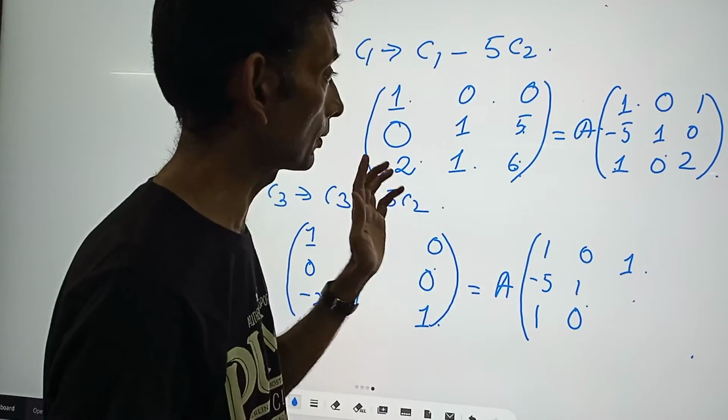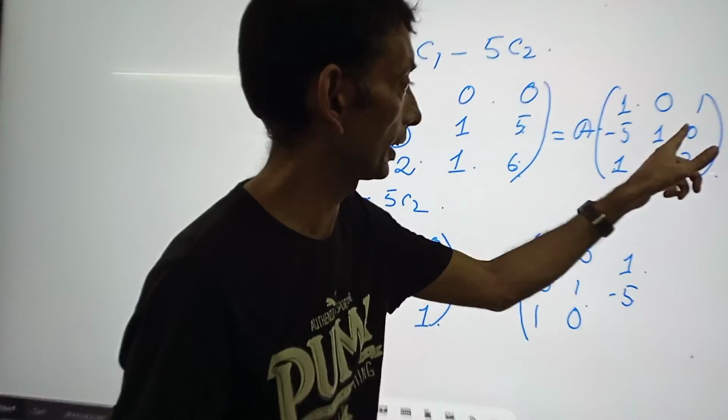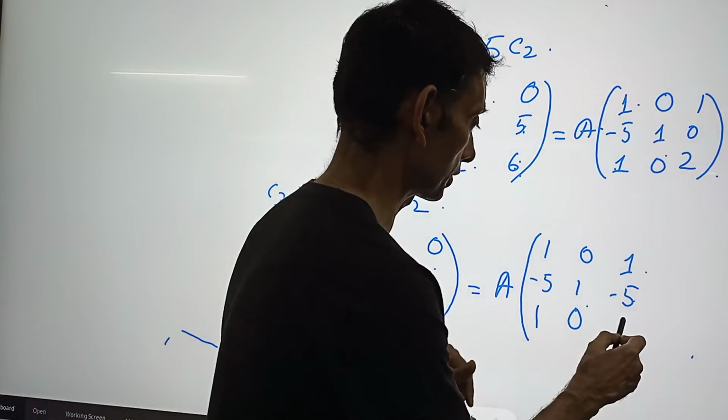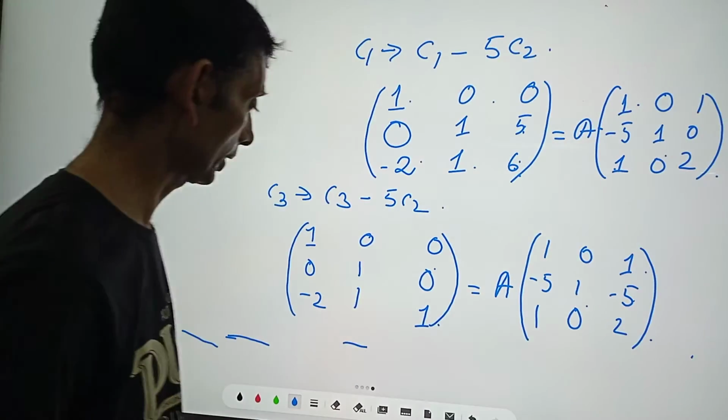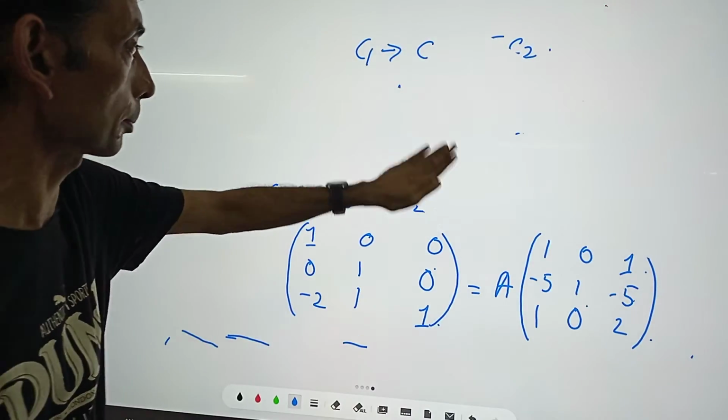In column 2, you are multiplying by 5 and you are subtracting, so it has to be minus 5. And since it is 0, there is no change. Yes, done. Okay, so what should be the next steps? What should be the next operations?